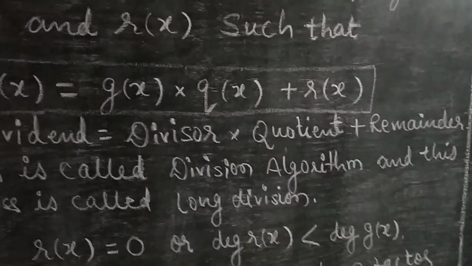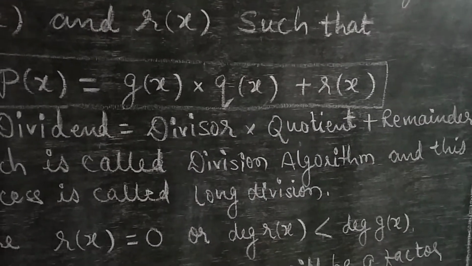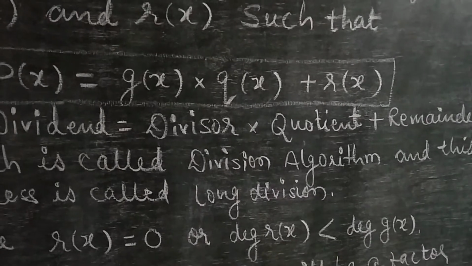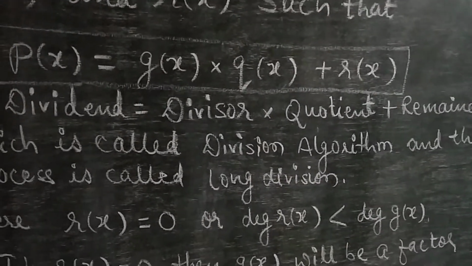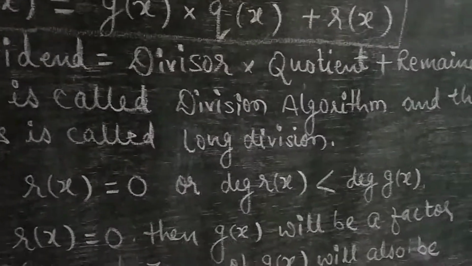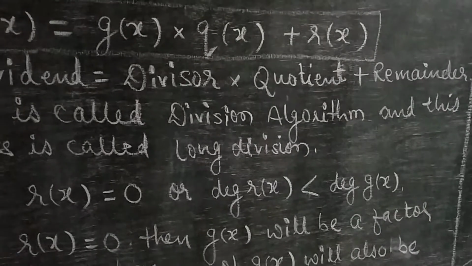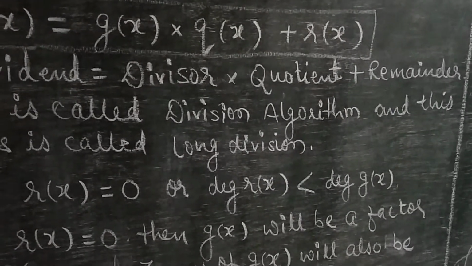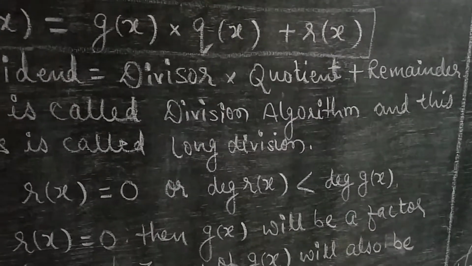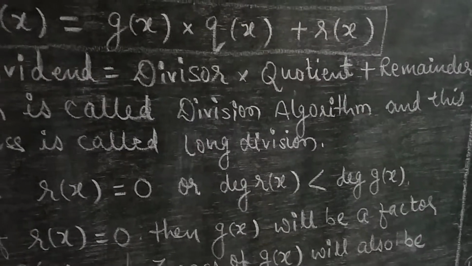One thing is very important here. When we want to divide p of x by g of x, where will we stop the process of division? For this, you should remember, if r of x becomes 0, then we will stop the process, or if the degree of r of x is less than the degree of g of x, we will stop that process. Otherwise, we will continue the process of division.